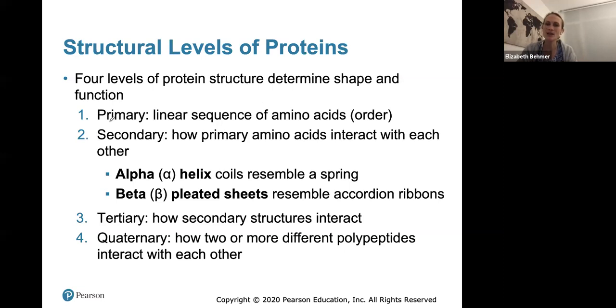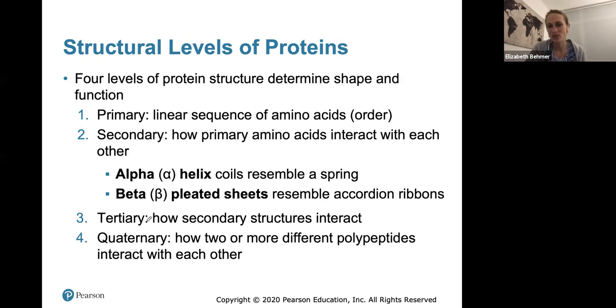The primary structural level of proteins is just the linear sequence of the amino acids, just the order that the amino acids come in. The secondary structure of proteins is how the primary amino acids will interact with each other. So in the secondary level, we can form alpha helices, which are like coils of a string, or a beta pleated sheet, which resembles an accordion ribbon.